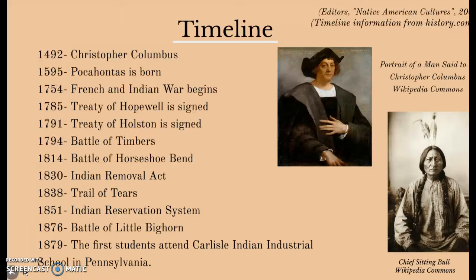In 1814, in the Battle of Horseshoe Bend, Andrew Jackson, along with U.S. allies and Native American allies, attacked the Creek Indians. The Creek Indians ceded more than 20 million acres of land after their loss. The Indian Removal Act of 1830 was signed by President Andrew Jackson, which gave land west of the Mississippi to Native Americans whose land was taken from them.